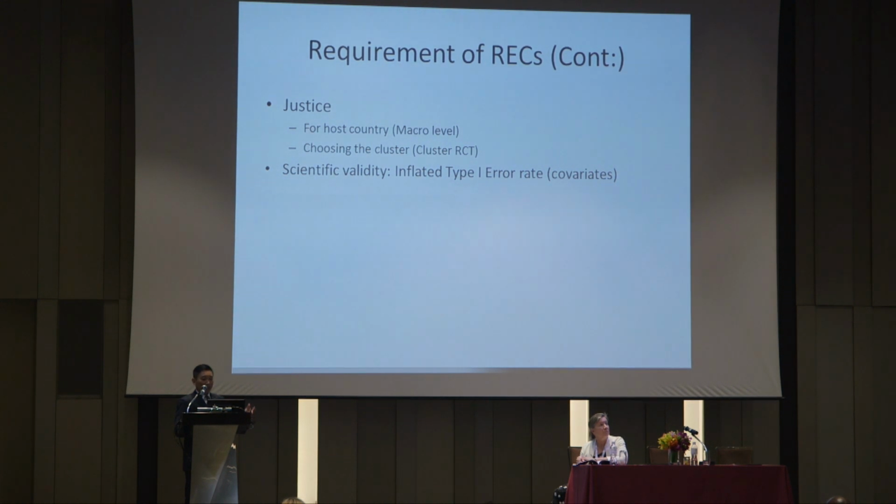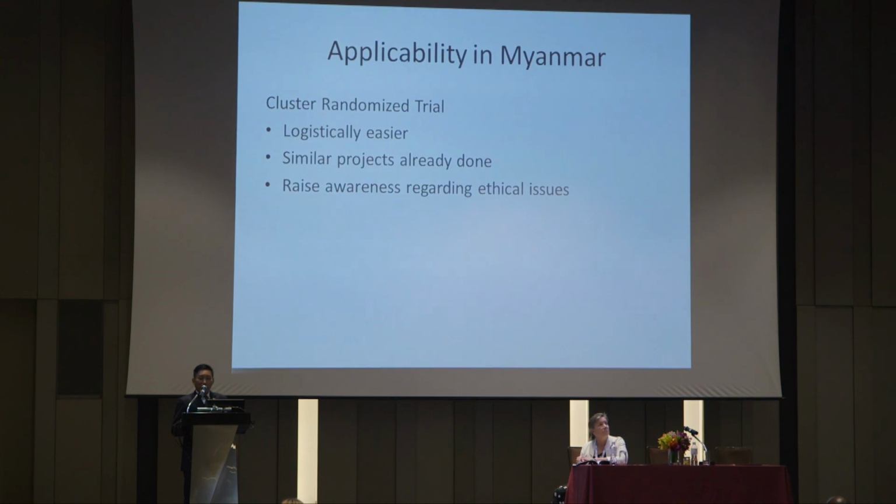And choosing a cluster in cluster RCTs. On scientific validity, there can be an inflated type 1 error because we cannot fix the covariates if one arm is stopped. On applicability in Myanmar, it should be applied in our country. As with the cluster randomized trial discussed in the morning, it's logistically easier, and similar projects are already done in Myanmar. But we have to raise awareness regarding the ethical issues.